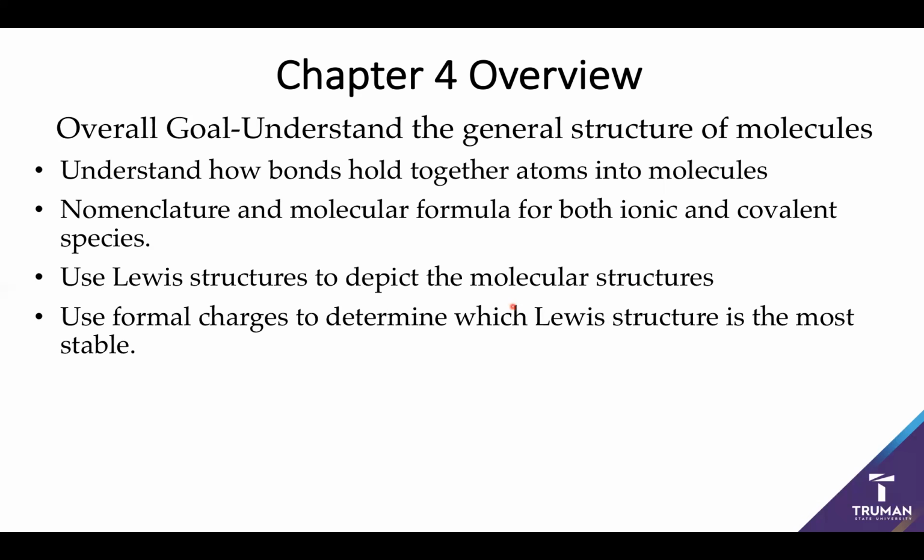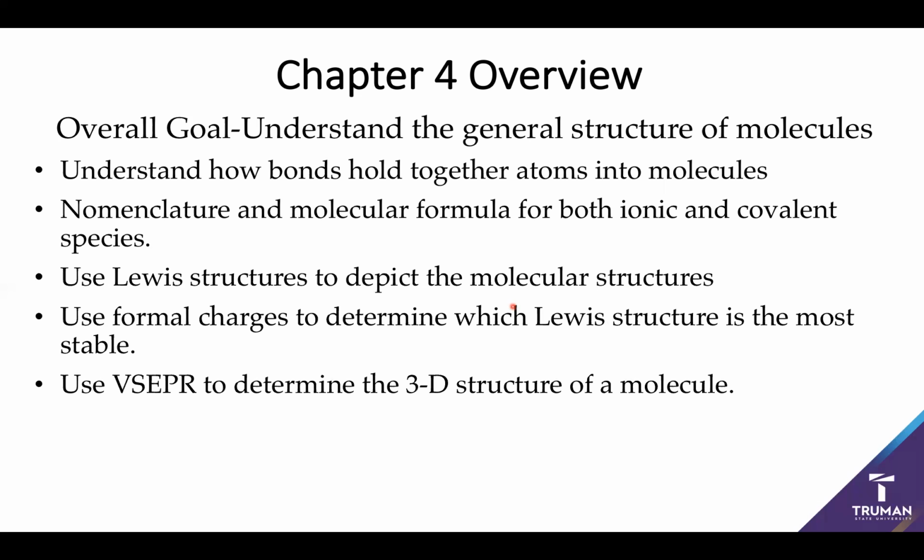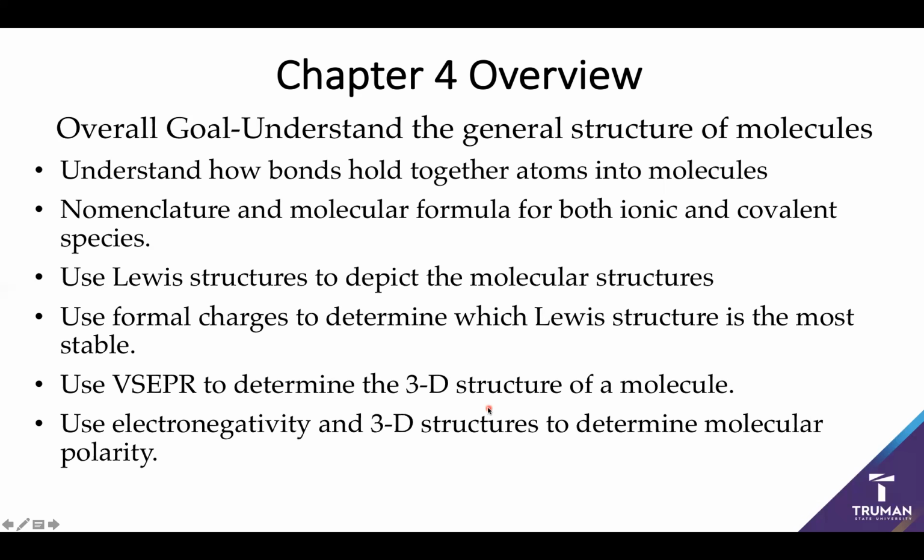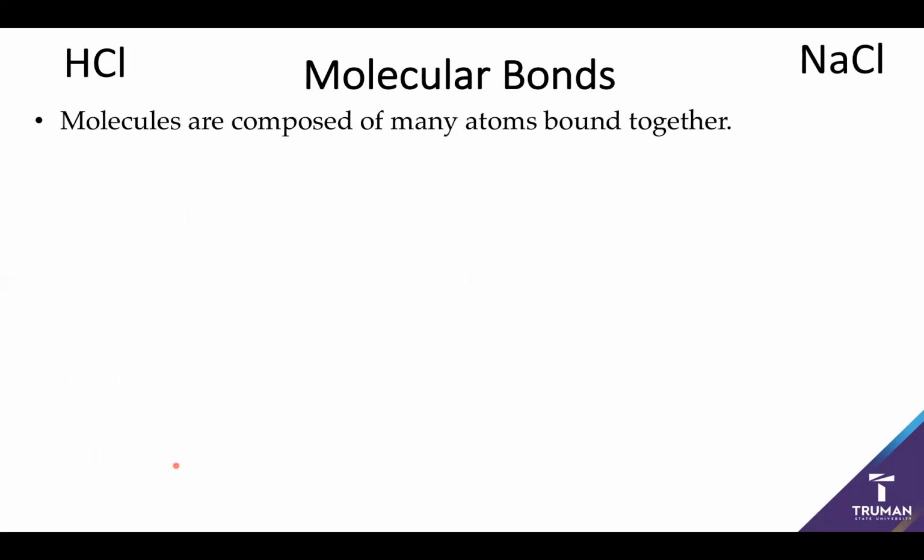However, Lewis structure formalism is a two-dimensional form, and molecules are three-dimensional. So we're going to have to take our two-dimensional shapes and use them to inform three-dimensional systems. Then we're going to finish by using our electronegativities and our three-dimensional structures to tie them together to develop the property called polarity. And this will help inform a lot of what behavior molecules have on a macroscopic scale. So let's start by looking at those molecular bonds.